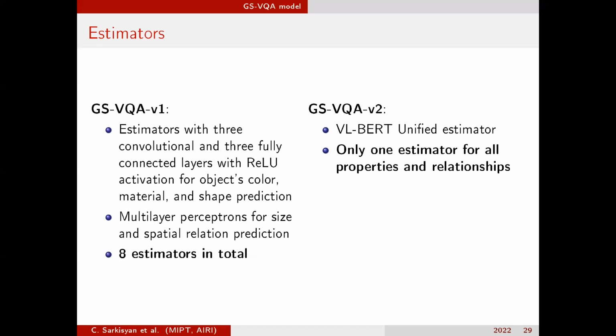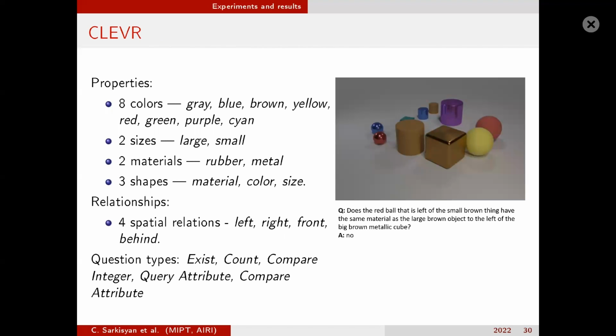That is why in the second version of the model, v2, we propose replacing multiple estimators with one trainable unified estimator that performs similar functions but is trained once to simplify the estimator's training process. As a unified estimator, we consider the VL-BERT model that works with textual and visual data and can be adapted for different visual linguistic tasks. We validate the model on 2 datasets.